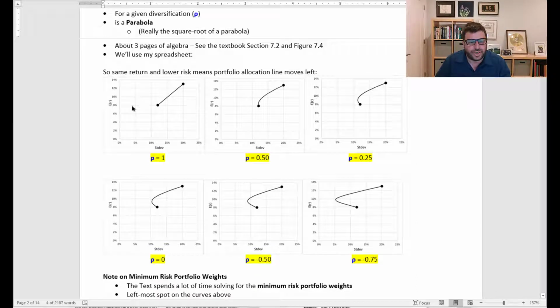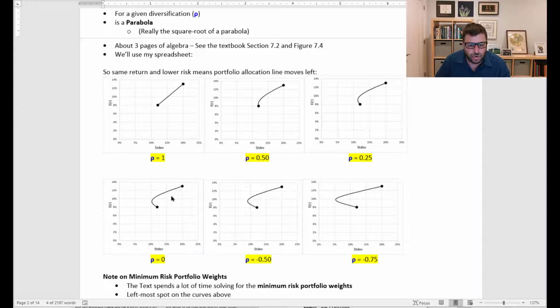shots from a spreadsheet. And here's the idea: I have those same two assets, and the first asset has a risk of 13 and a return of 8, and the other asset has a risk of 20 and a return of 13. And here's the relationship between them when rho equals 1. Here it is when rho equals 0.5. And so you can see that any spot on the straight line now has less risk because I move to the left. And when the correlation is 0.25, I'm even further. When the correlation is 0, I'm even further.